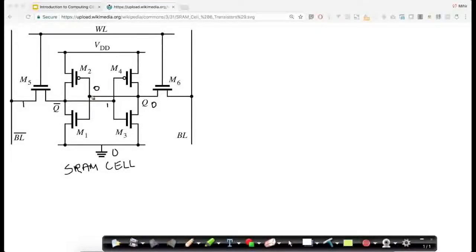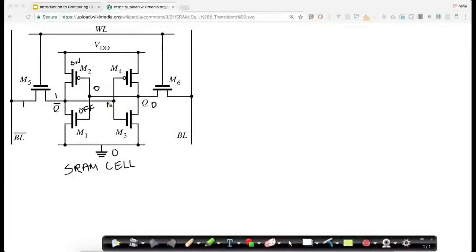Now think about what will be the output at Q bar. This is 0, so this transistor turns on, this one turns off, and the voltage at this point will be 1, right? Because VDD will reach over here. So this is 1, and this 1 feeds in back again.